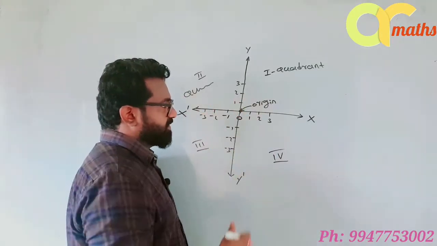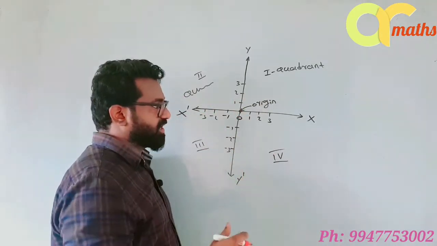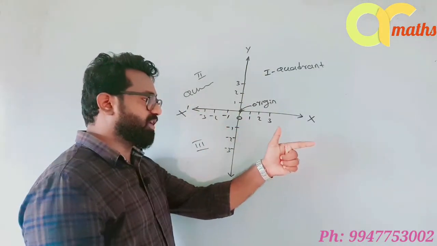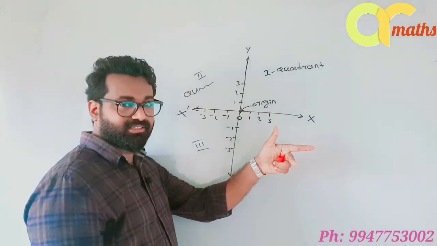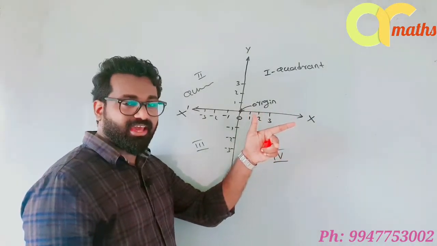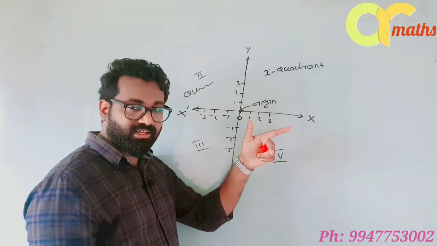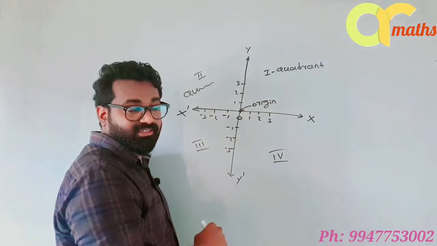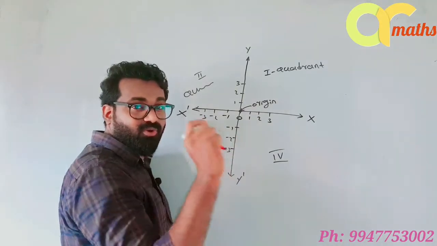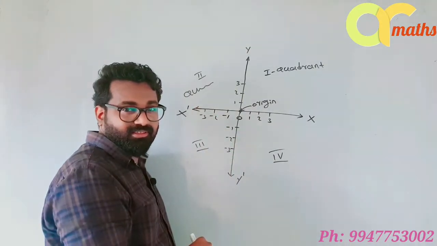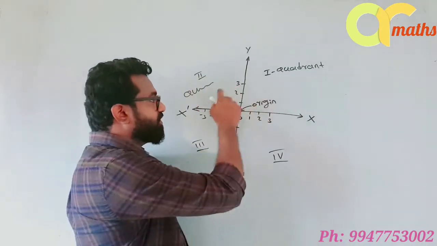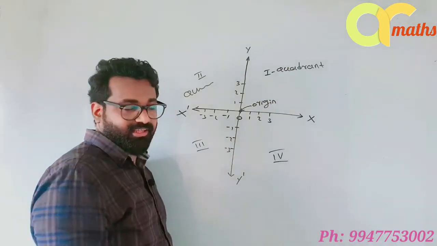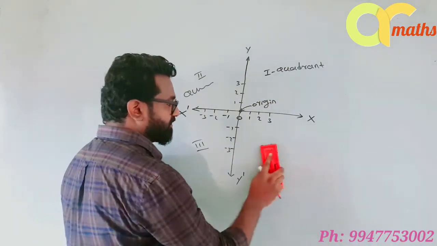In your +1 and +2 classes, you have to study 3-dimensional geometry. In 3-dimensional, there is the x axis, y axis and z axis. There are 3 axes and there are 8 sections. How many sections? 8 sections. One of the sections is known as an octant. Here, in 2 dimensions, there are 4 sections. One of the sections is known as a quadrant. Clear?